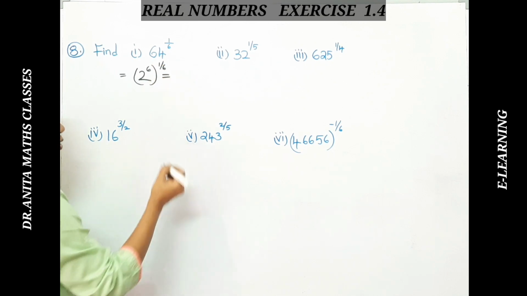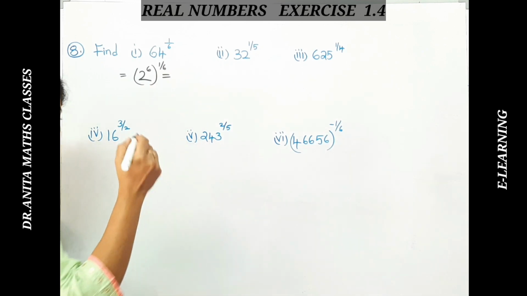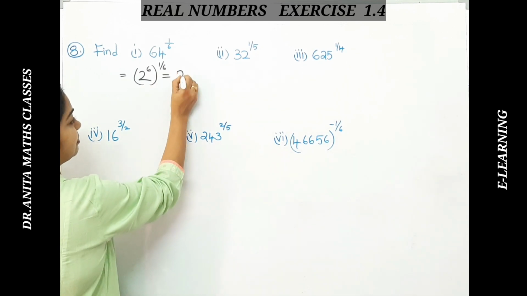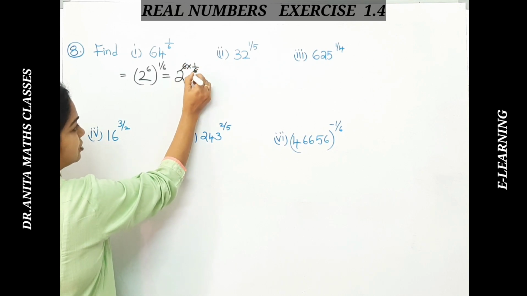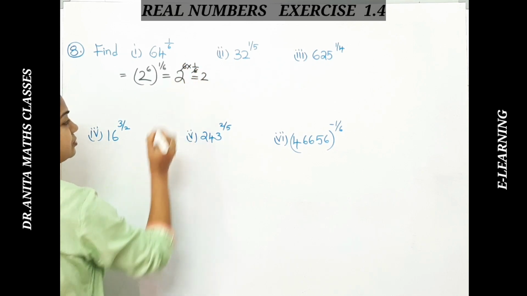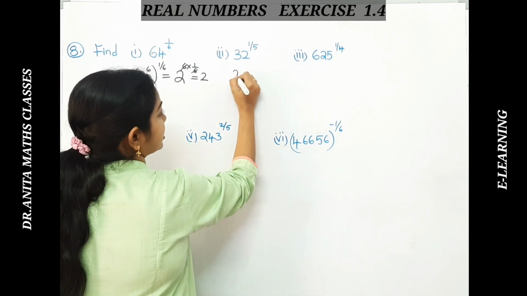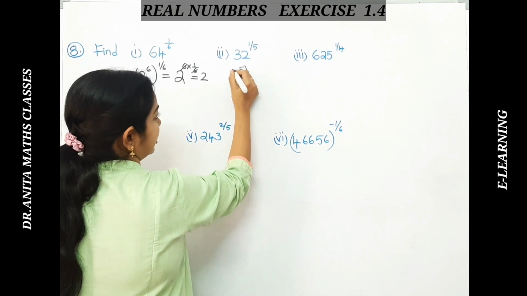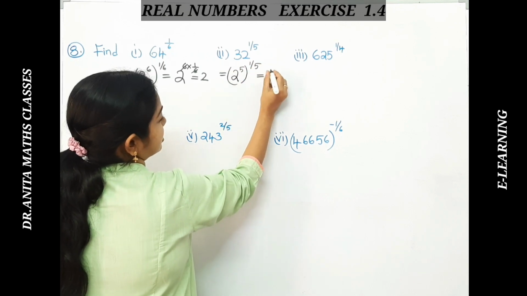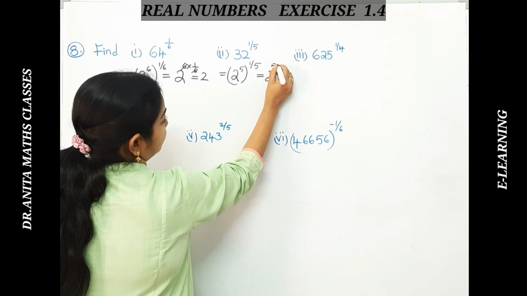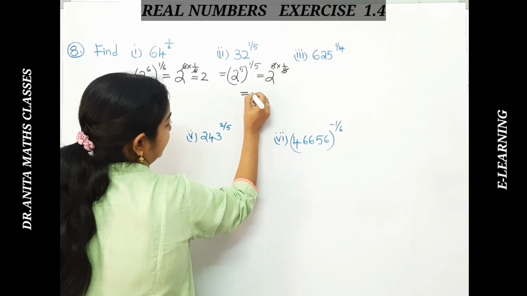So according to the law of indices, a to the power of m, whole to the power of n, is equal to a to the power of m into n. So that means we have to multiply 6 by 1 by 6. So 6 goes off. This is clearly only 2. Similarly, 32 is 2 raised to the power of 5, again whole raised to the power of 1 upon 5. So this becomes 2 to the power of 5 multiplied by 1 by 5. 5 goes off. We get simply 2.